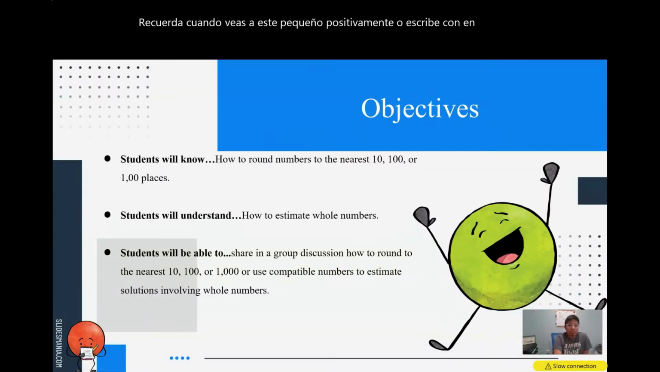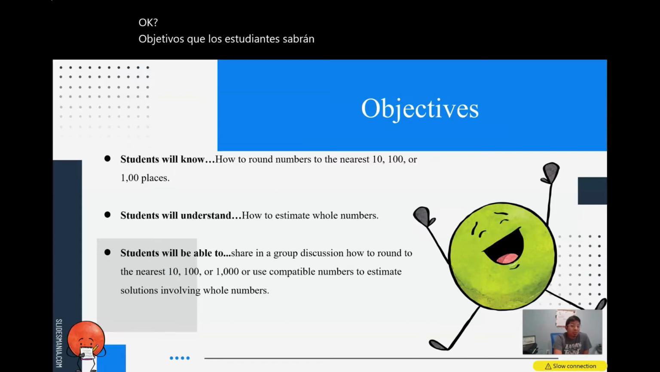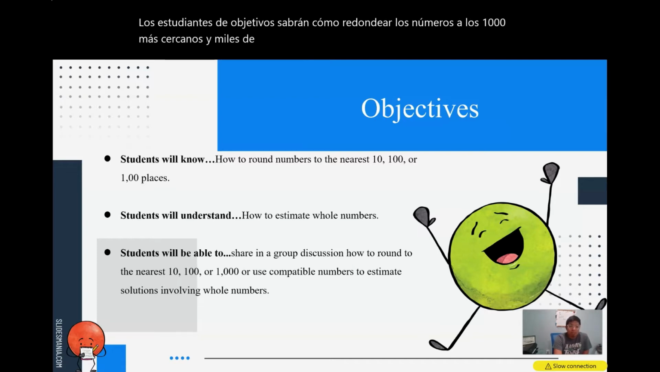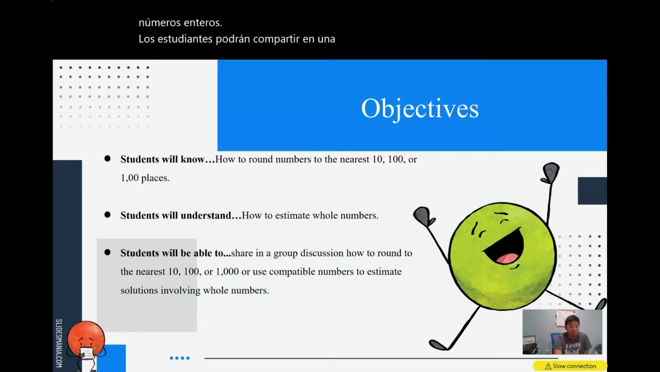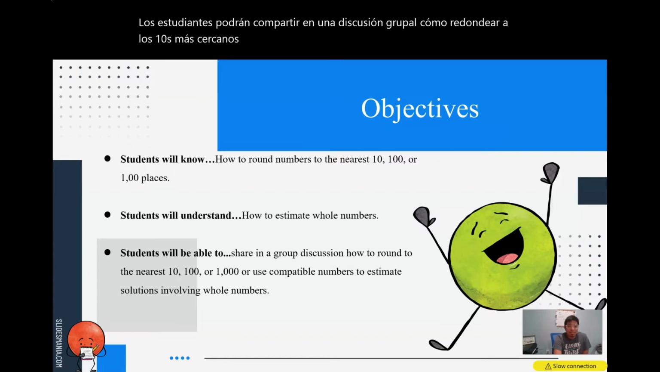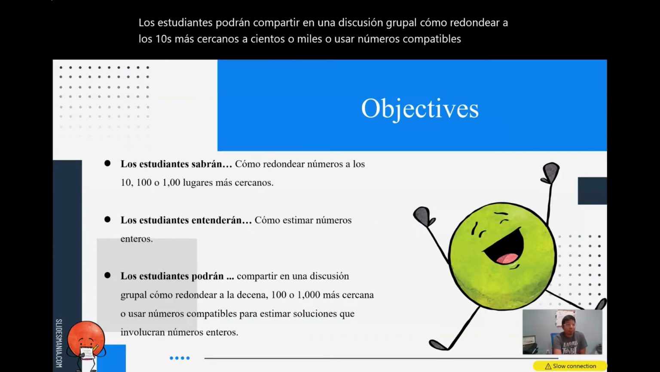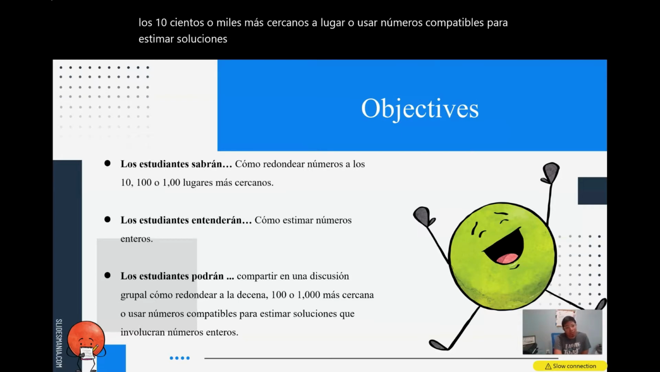Objectives. Students will know how to round numbers to the nearest 10, hundreds, and thousands place. Students will understand how to estimate whole numbers. Students will be able to share in a group discussion how to round to the nearest tens, hundreds, or thousands place, or using compatible numbers to estimate solutions involving whole numbers. Here it is in Spanish, just in case you need it.